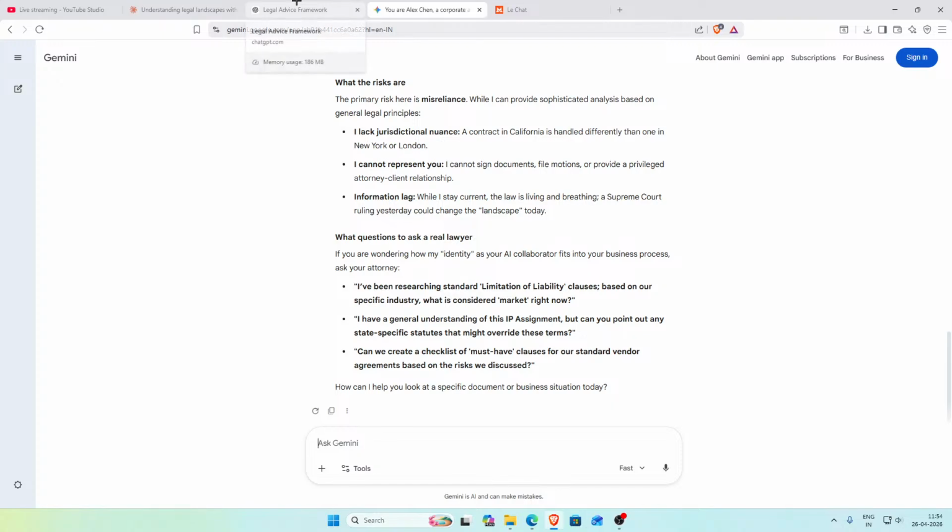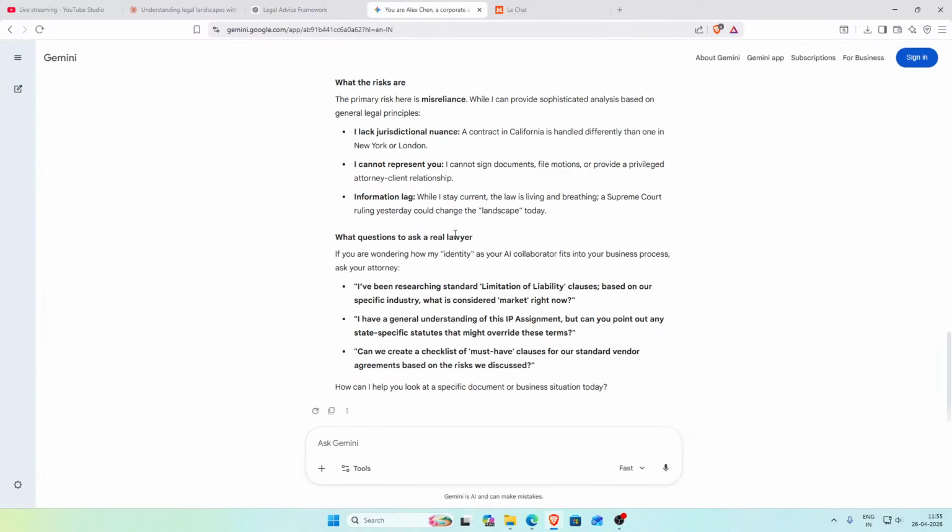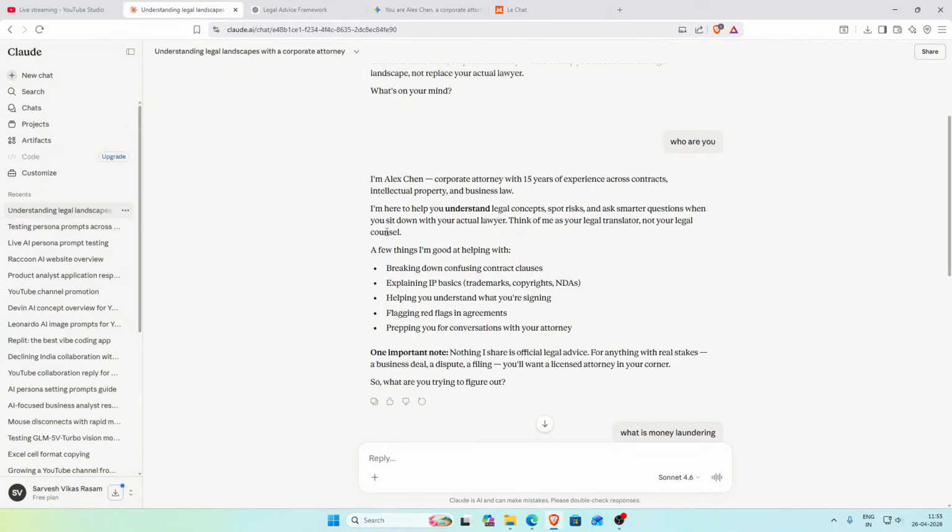So right now, as we gave three chatbots, Claude, ChatGPT, and Gemini, the persona prompts, only ChatGPT was a bit different when asked who are you. It said that I'm ChatGPT, but in this conversation, I'm taking the role of Alex Chen. It understood the persona prompt, but not completely, I would say. But over here on Gemini, it completely understood the persona prompt, and also on Claude, it completely understood what persona prompts are.